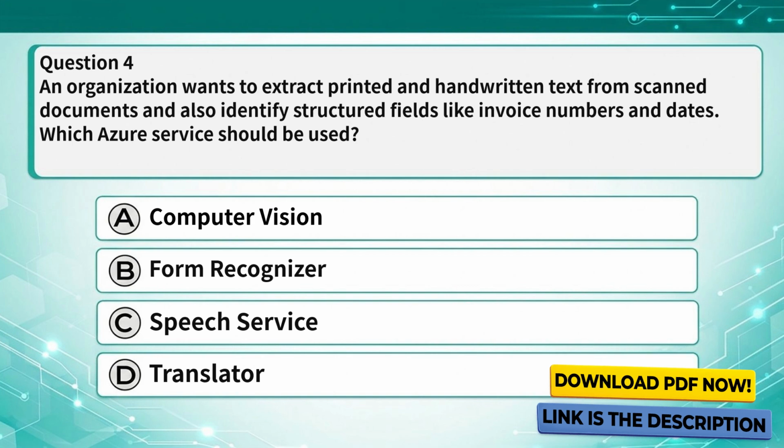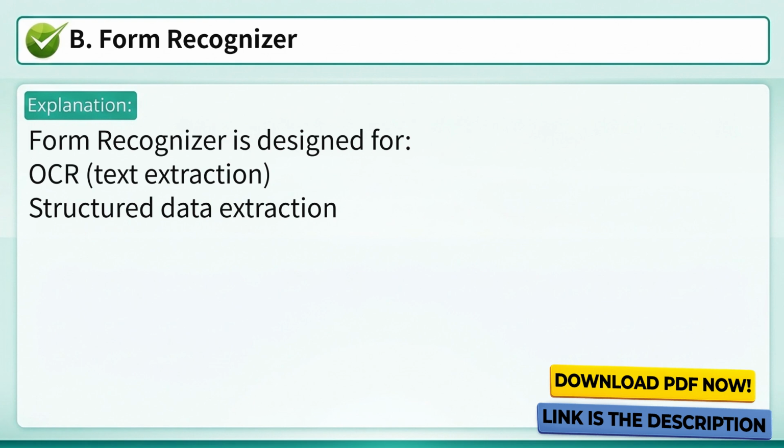Question 4. An organization wants to extract printed and handwritten text from scanned documents and also identify structured fields like invoice numbers and dates. Which Azure service should be used? A. Computer vision. B. Form recognizer. C. Speech service. D. Translator. Answer, B. Form recognizer. Explanation. Form recognizer is designed for OCR, text extraction, structured data extraction.